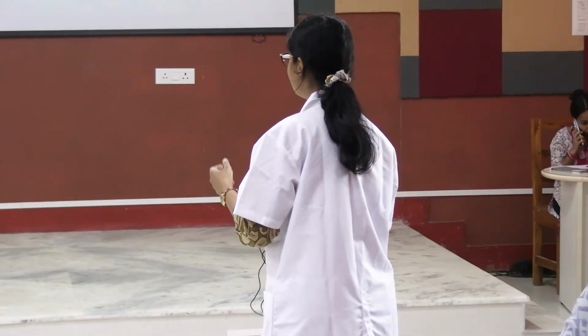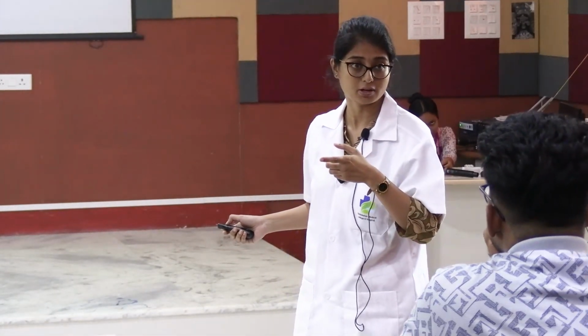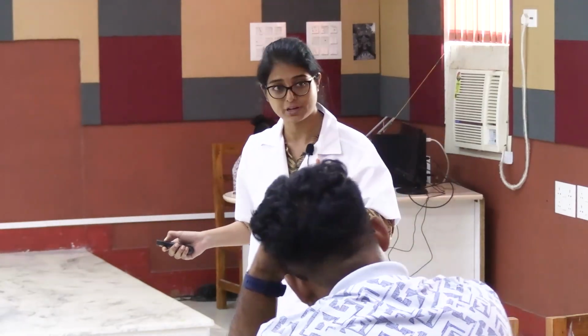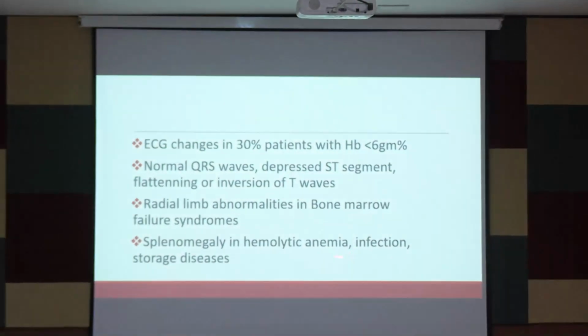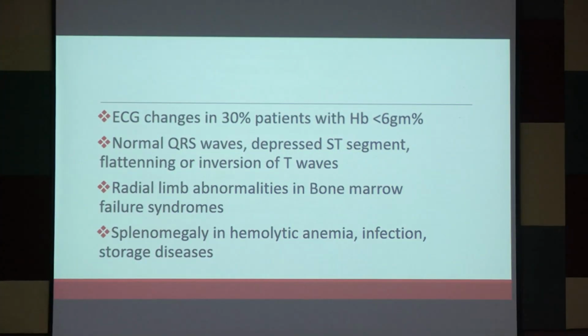examination, you may find abnormality of the radius of our hand, found in Fanconi anemia, thrombocytopenia absent radius syndrome. These are all inherited bone marrow failure syndromes. Splenomegaly in hemolytic anemia, infection, storage disorder. Name one storage disease.